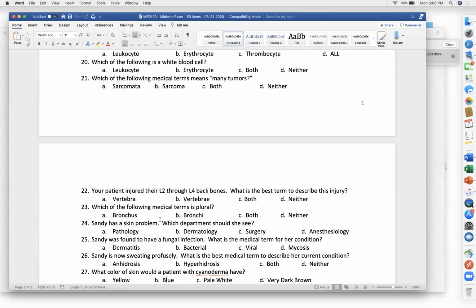22, your patient injured L2 through L4 backbones. So that means injured multiple backbones. Multiple backbones is vertebrae, okay? And that's number 22. Okay, what's the other one? Let me look. I have a little list here.